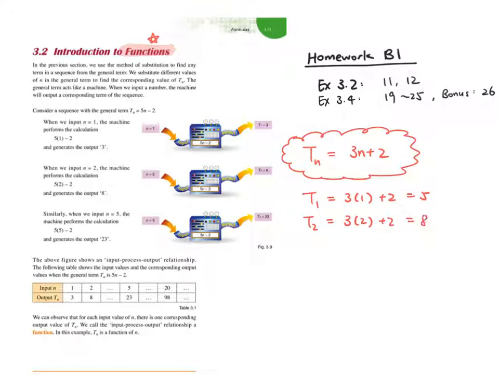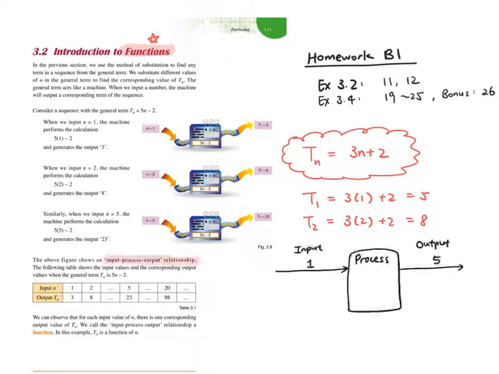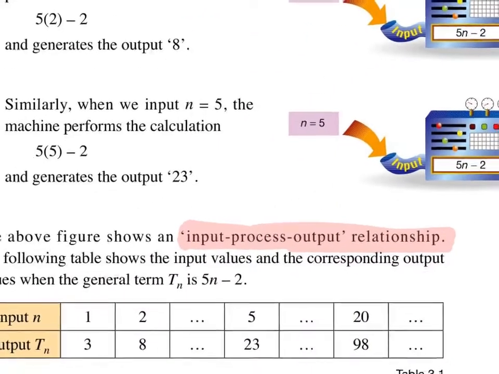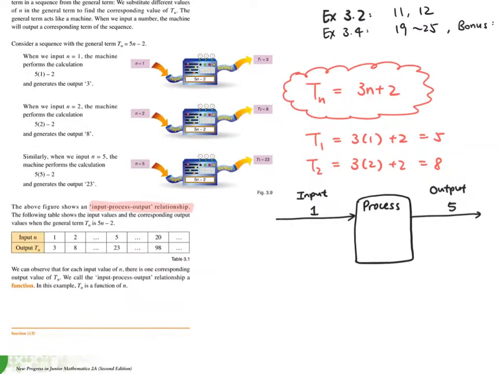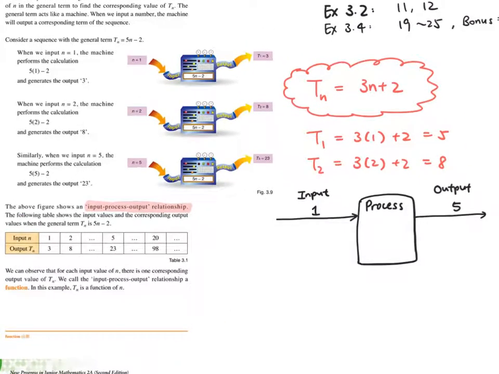So it means that if I input one value, I will have one outputted value. So you can see that this is an input process output relationship. As you can see from the textbook here, if you input 1, then you will output 5 after some process of this function. If you input 2, then you will output 8, just like what you calculated just now. So we say that Tn equals to 3n plus 2 is a function.